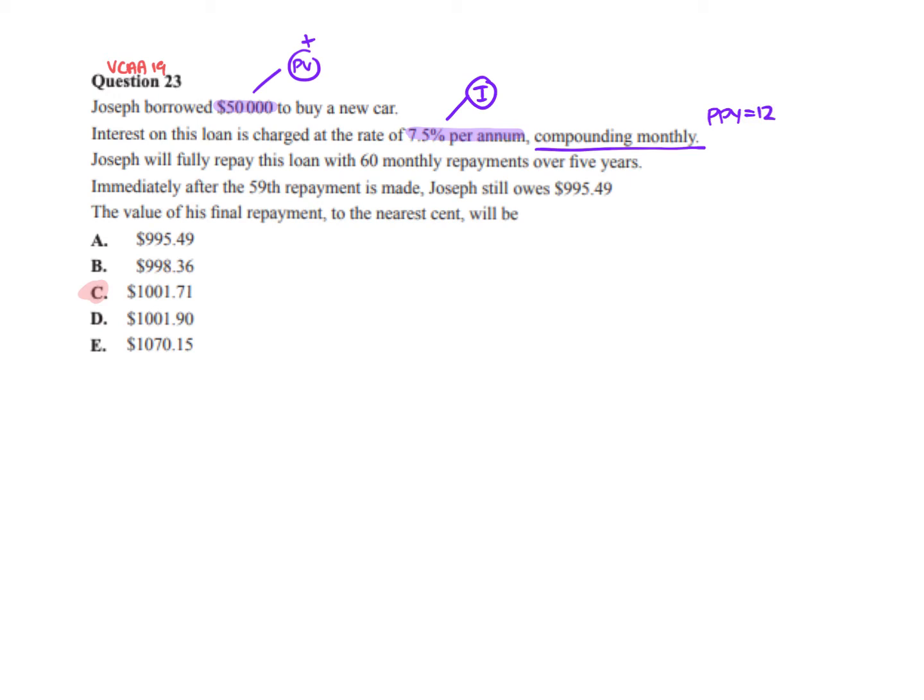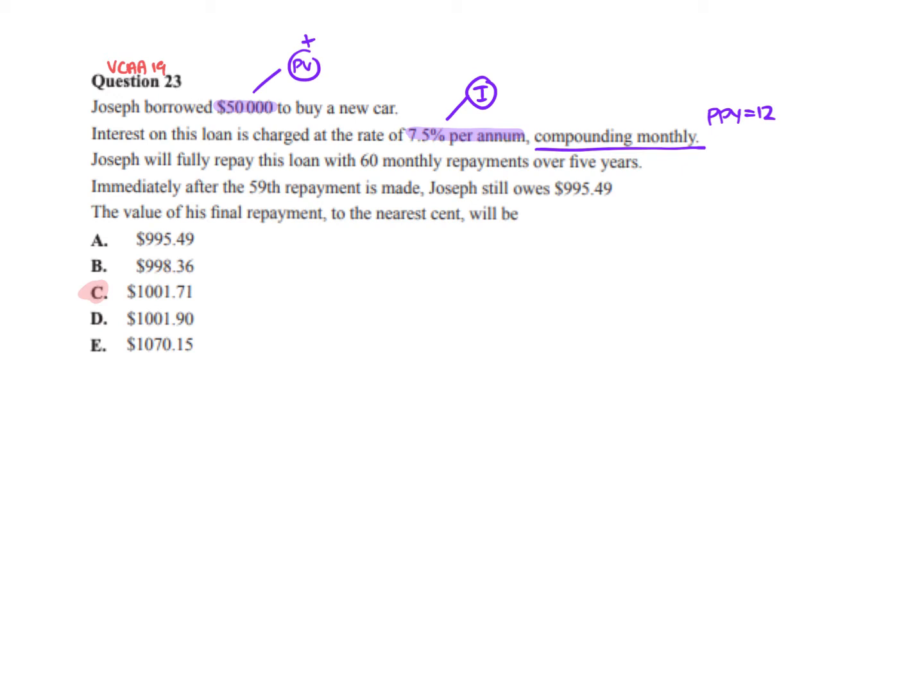All right, Joseph will fully repay the loan with 60 monthly payments. So that, remember, it ends like the monthly, so over 5 years. Okay, so that makes sense. 5 times 12 is 60, so there'd be 60 monthly payments. Immediately after the 59th payment is made, Joseph still owes 995.49. For the value of the final repayment to the nearest cents will be.